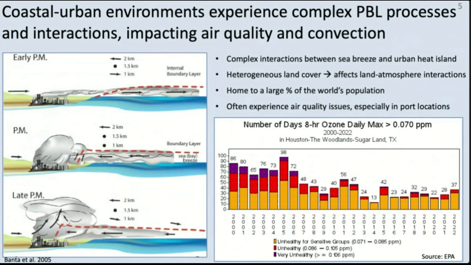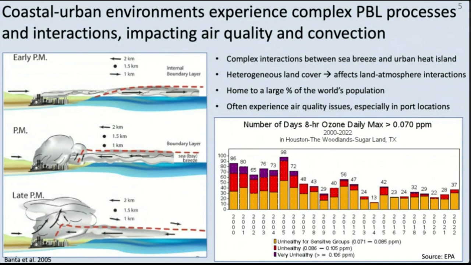In addition to these coastal breezes, the land-atmosphere interactions are affected by the heterogeneous nature of the land cover from the land to sea and the surface roughness changes that are associated across this region. These different land characteristics and processes lead to unique dynamics that can significantly influence local weather, particularly air quality conditions. Coastal urban regions often experience unhealthy air quality levels, especially in port locations where you have an increased amount of pollutants from shipping and freight operations.